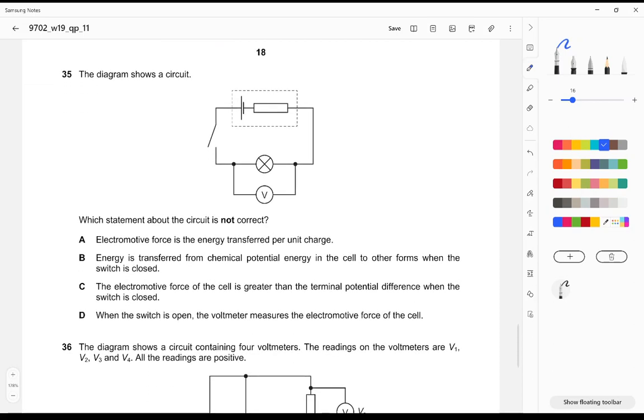Let's look at this. The diagram shows a circuit. Which statement about the circuit is not correct? Electromotive force. Okay, this always creates a problem. Not correct is always the problem. Okay, so not means that we have to find something that is a lie. Electromotive force is the energy transferred per unit charge. That is actually true, because electrical energy is transferred per unit charge. That is correct. Energy transferred is from chemical potential energy in the cell to other forms when the switch is closed.